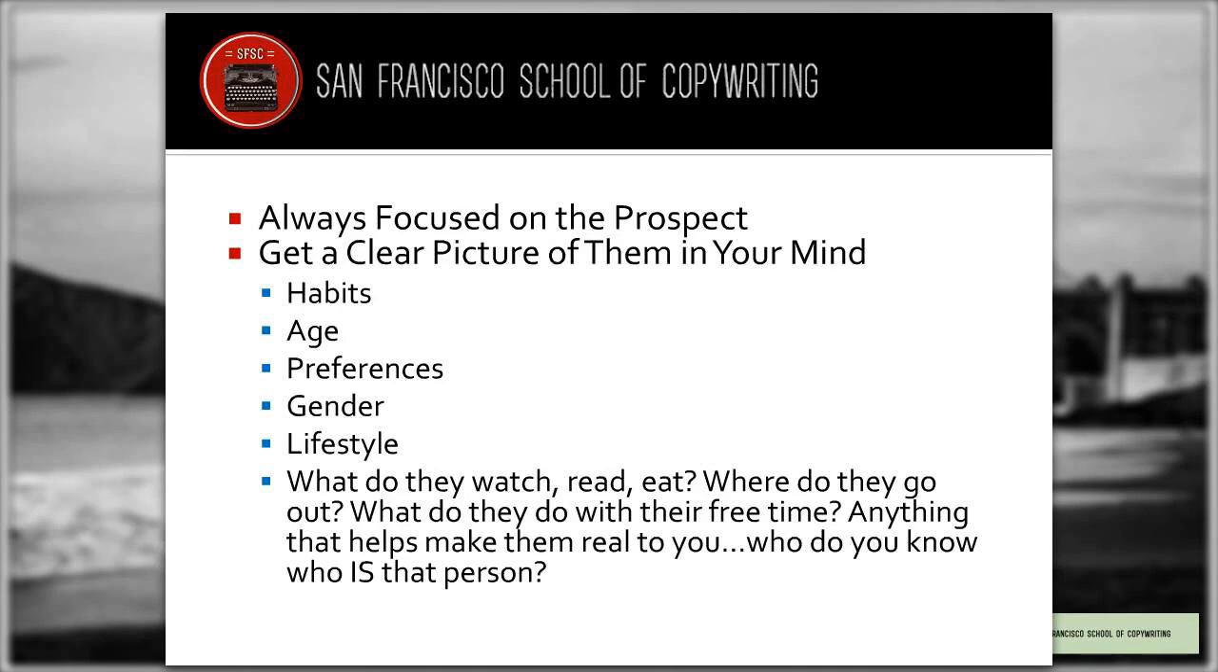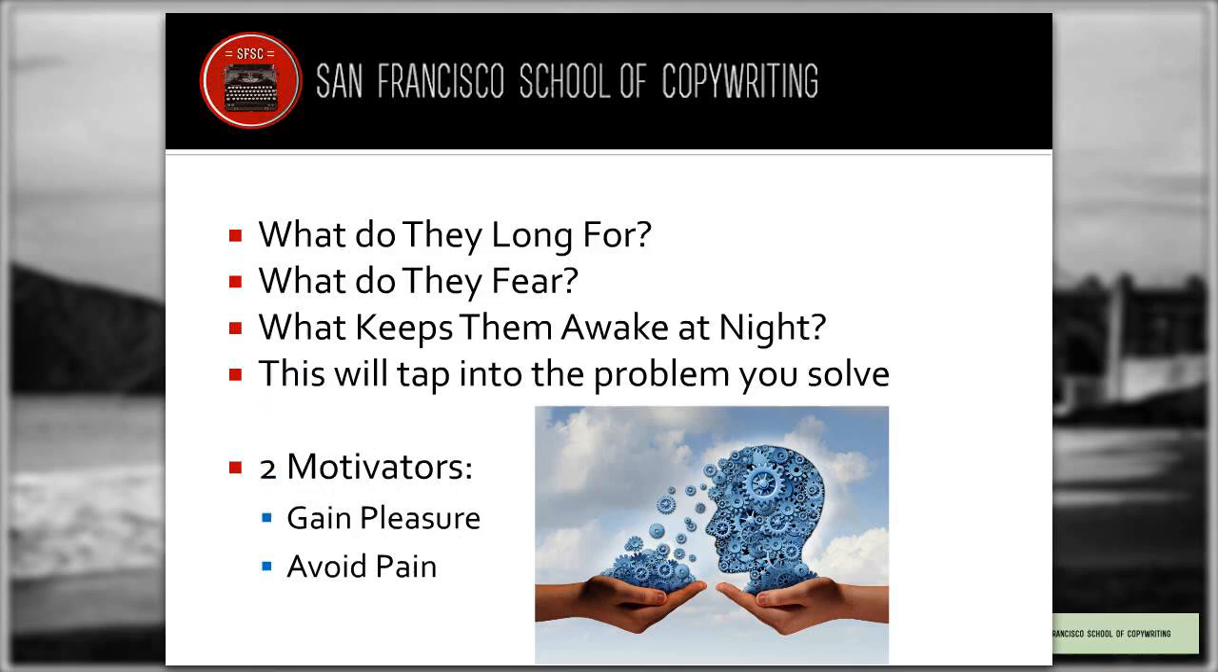What kind of lifestyle do they have? What are their preferences? Down to the details of what do they watch? What do they read? Where do they go out? What do they do? Anything that helps make this person real to you so that you know who you're writing to is really helpful, because what you want is to have that person in your mind's eye. Really sharp copy and really focused copy writes to one person. And you're imagining that person. You're literally imagining them in your mind.